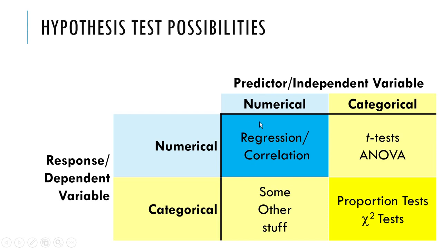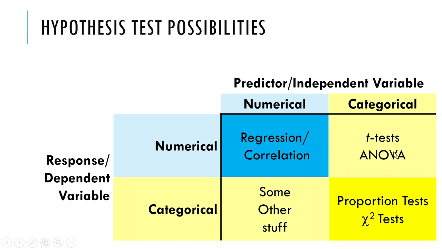Or we could have a numerical variable predicting a categorical variable. There's certain types of regression that work like this. You have polytomous regression and things like that, categorical regression and some really esoteric modeling things. And then if you have a categorical variable predicting a numerical variable, a categorical predictor, in other words, a grouping variable that's categorical, and then a numerical dependent or response variable, then that's what we've been doing mostly.